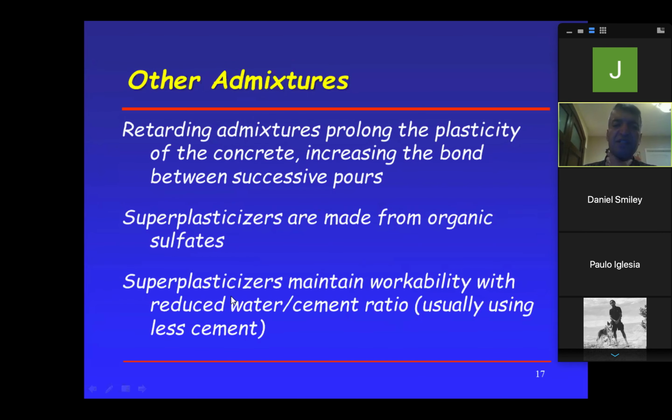Other admixtures: retarding admixtures prolong the plasticity of the concrete. This is also part of what I mentioned. Plasticity means that the concrete is still soft, workable, plastic, like a melted plastic. That's what plasticity is, of the concrete, increasing the bond between successive pours. So the plasticity remains so you can finish it. Also, the plasticity is important. Why? Because if you have a huge piece of concrete, you cannot put it all in one day. You have to come the next morning and continue that.